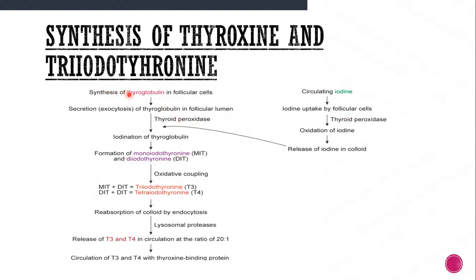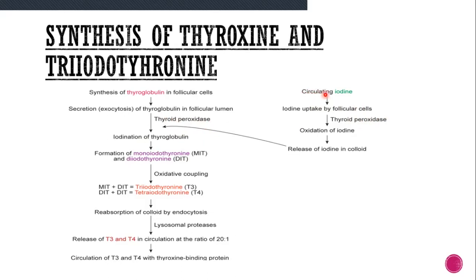First, there will be synthesis of thyroglobulin in follicular cells. Remember, thyroglobulin is just a glycoprotein, which is synthesized in the rough endoplasmic reticulum, or the granular endoplasmic reticulum. Then it is secreted into the follicular cavity via exocytosis. After it has been secreted, it will undergo iodination. This is where iodine comes in.